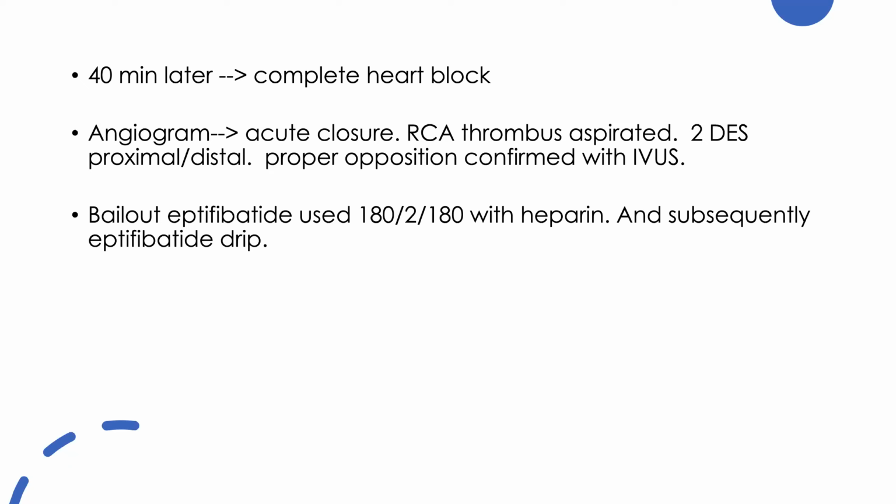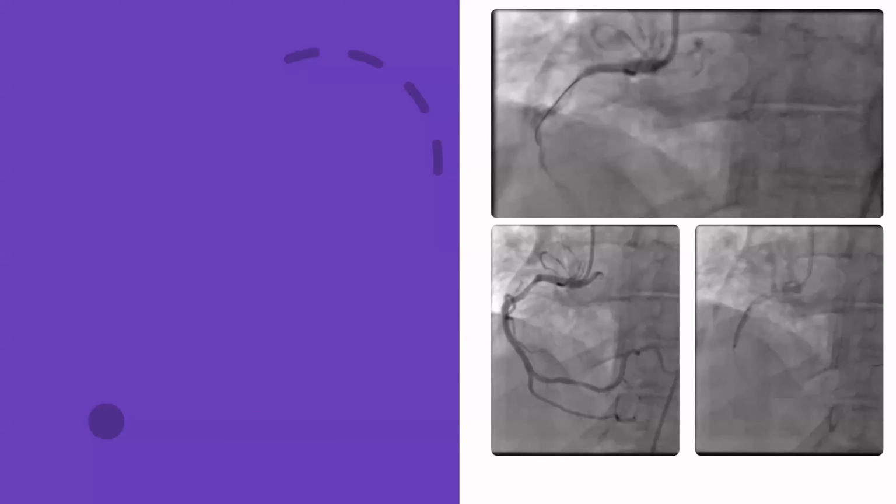And so here the eptifibatide, Integrilin, comes into play, which is what we're going to talk about today. It's an IV glycoprotein 2B3A inhibitor, and that was started with this dosing. You give a bolus, you start a drip, and then a second bolus in 10 minutes with heparin, and subsequently she's on the drip. Some images from the angiogram.